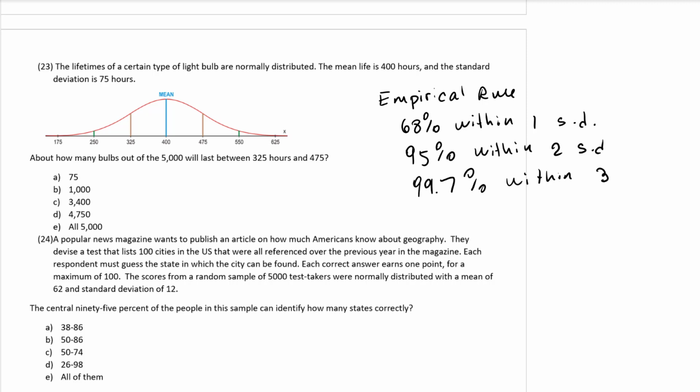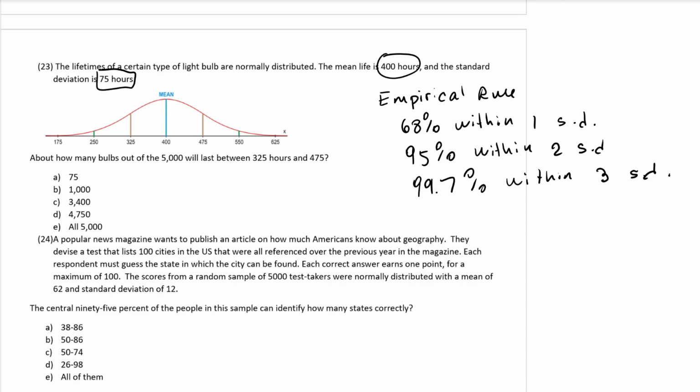So it's not too bad, trust me. It's just for you being able to understand what that's saying, and that's what these series of questions will help guide you through. So we have light bulbs that are normally distributed. On average, they last 400 hours, give or take, with the standard deviation of 75.